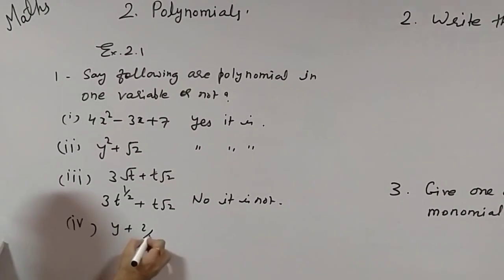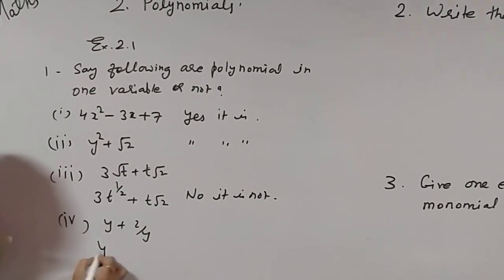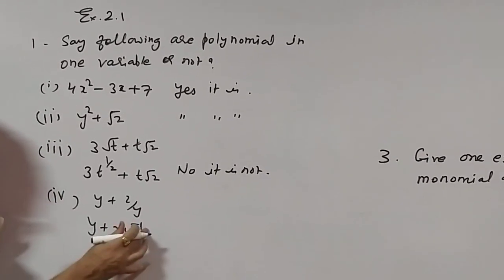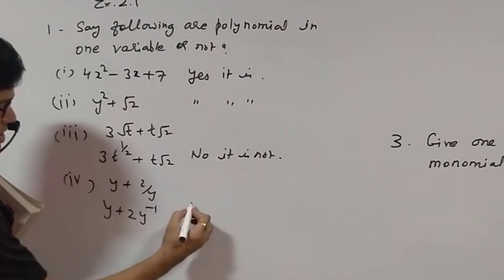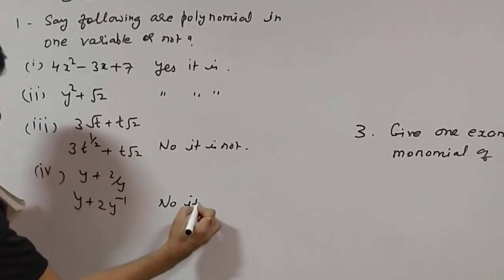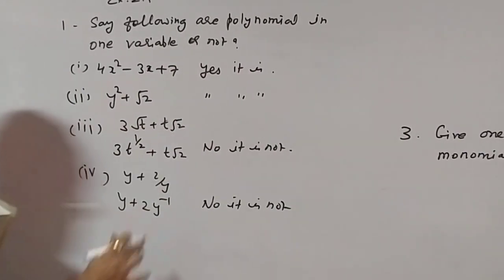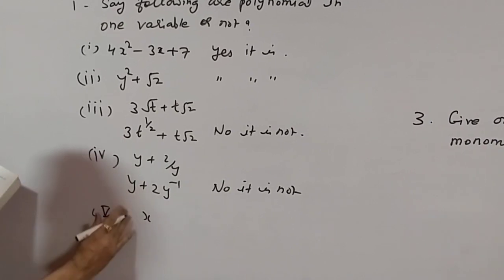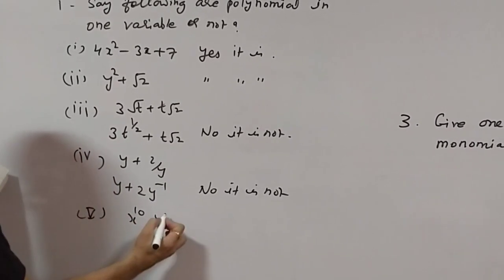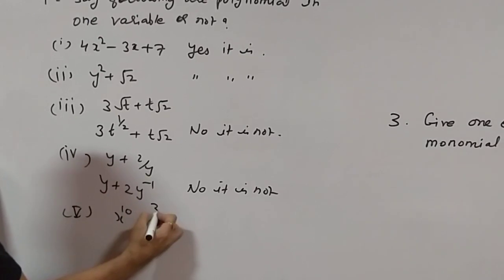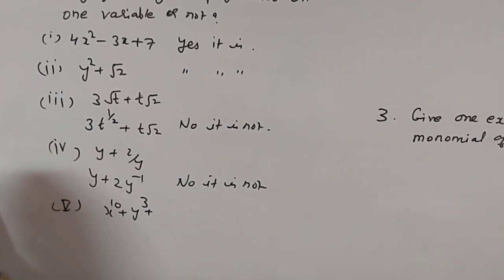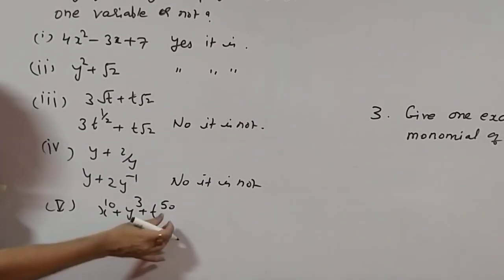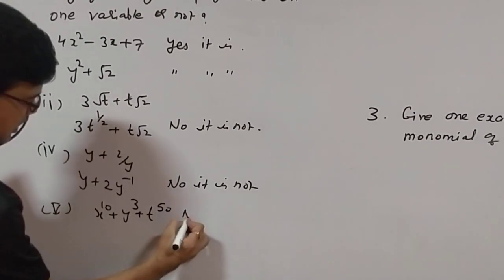Fourth, y plus 2 upon y. Here it is y plus 2y raised to minus 1. You can write this. If the degree is negative, that is also not a polynomial. No, it is not a polynomial. Degree is minus, then it is also not a polynomial. Fifth, x raised to 10, y raised to 3 plus t raised to 50. Here there are different variables x, y and t. Then it is also not a polynomial. No, it is not a polynomial.